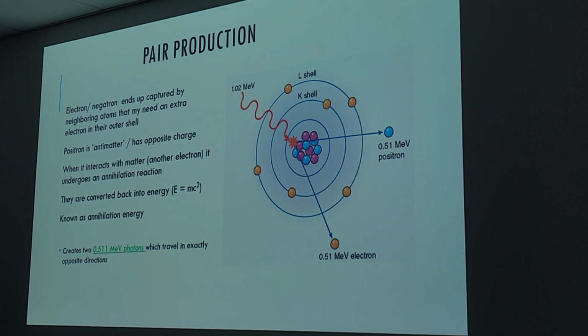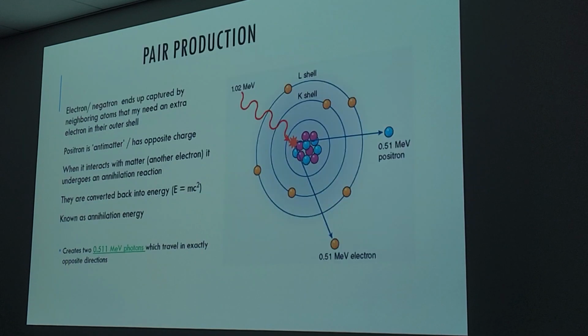What does that mean? Basically, they kill each other, or annihilate each other. And the result of that annihilation reaction is the creation of two photons that have the same energy, and they travel in exactly opposite directions.